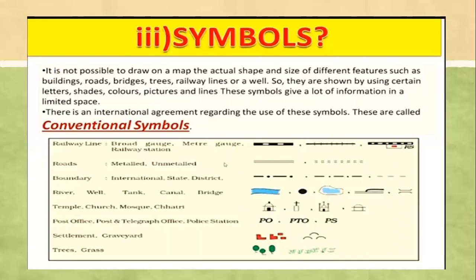Now see students, it is not possible to draw on a map the actual shape and size of different features, such as buildings, roads, bridges. So there are a few conventional symbols, by which you can come to know that in the specific area you will get those things. They even have different colors, shapes, picture shades, etc. Now there is an international agreement regarding the use of the symbols.